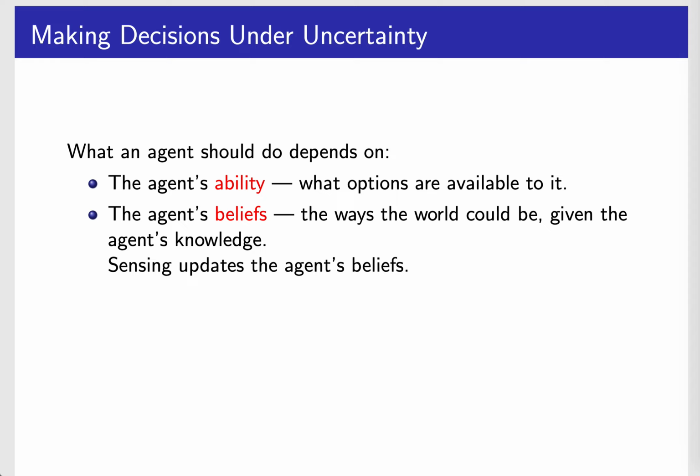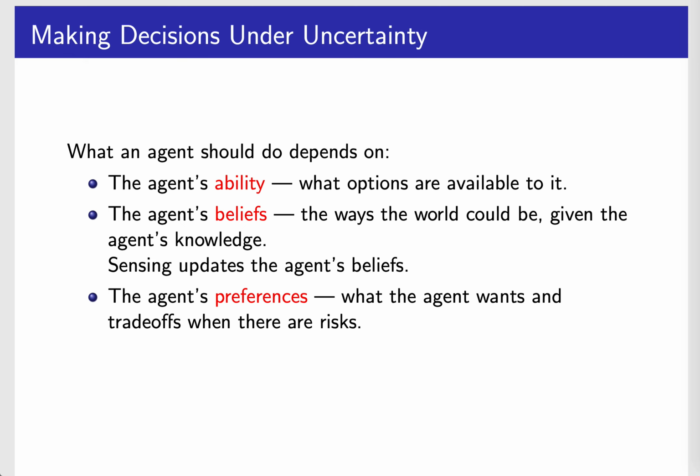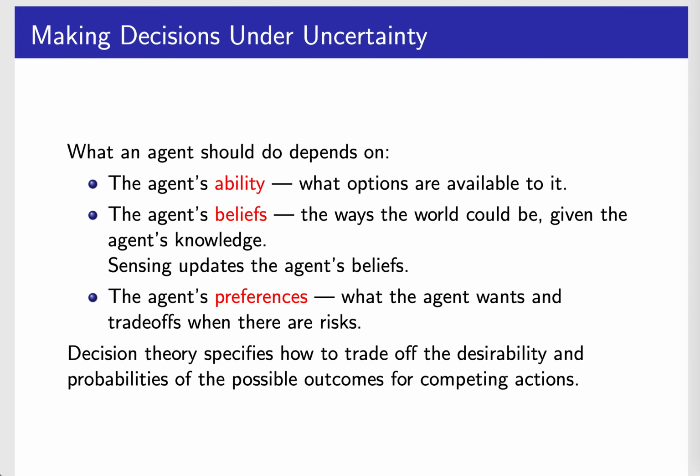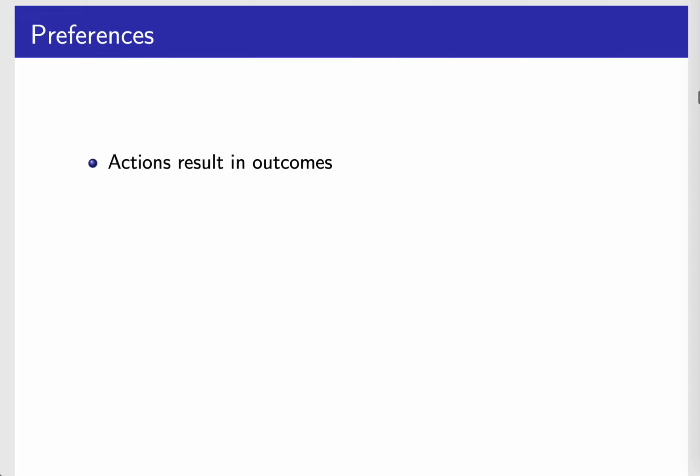That's what we've been studying with probability. And sensing updates the agent's beliefs. So we're going to use decision making, where what an agent should do depends on the agent's beliefs as well as ability. And also depends on the agent's preferences, what the agent wants and trade-offs when there are risks. So often we're going to make decisions when we don't actually know the outcome of something. We've got to make actions where we have risks. Okay. And decision theory specifies how to trade off the desirability and the probability of outcomes for competing actions. And that's what we're going to base what we do now on: decision theory.